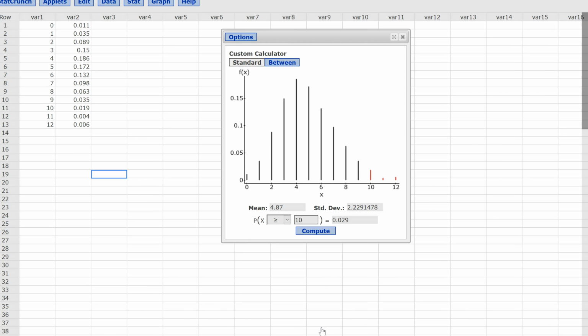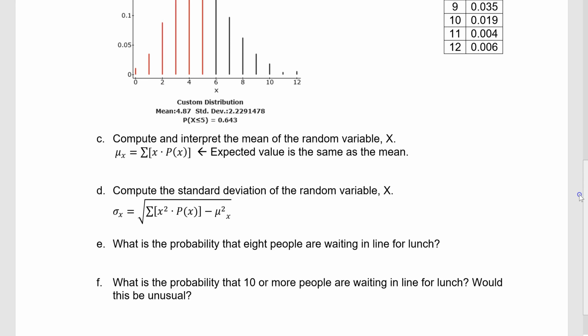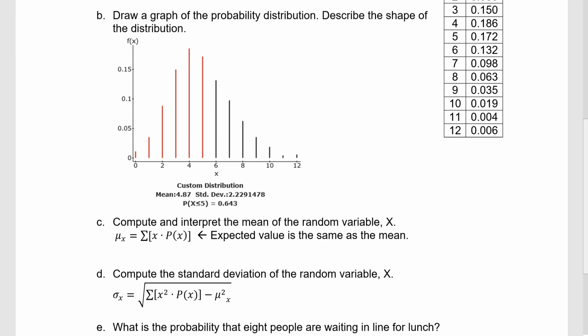The next part of our problem is to calculate the mean and the standard deviation. You'll find in StatCrunch that it automatically gives the mean right below the graph and the standard deviation also immediately below the graph. So going back to the problem, you can see that it says compute and interpret the mean of the random variable X. So if I'm only asked to compute it, I could use technology. If I am asked to do this by hand, then it is a formula that I'll use Excel for in a moment. So for computing and understanding the mean, I'll go back to my graph.